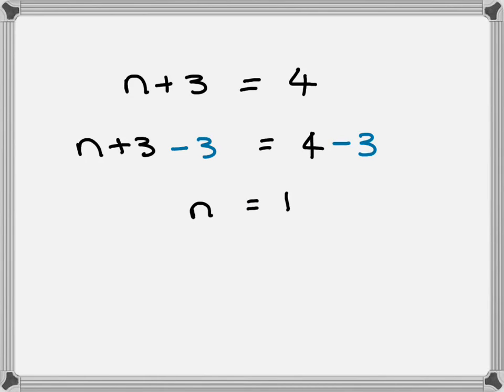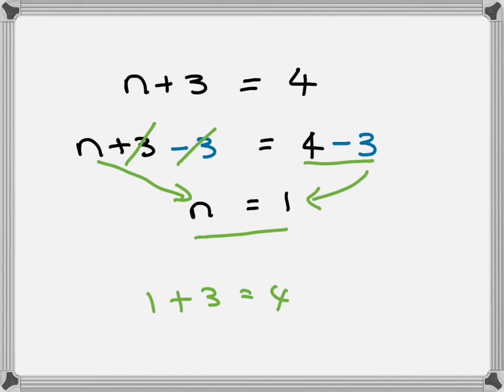Right. Now what's left on the next one? n is equal to 1. Why? Because plus 3 minus 3 became 0. So n was on its own. It came and stood here. 4 minus 3 became 1, and it came and stood there. n is equal to 1. And let's check it. 1 plus 3 is equal to 4. Yes, it does work if we put 1 into the value of n up here at the top.